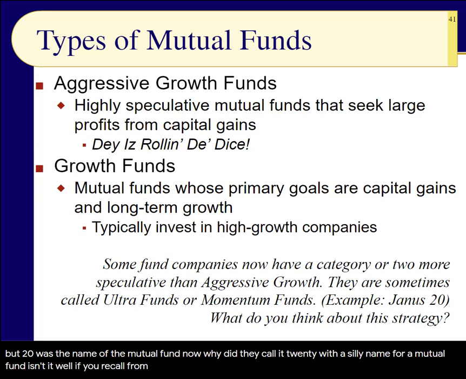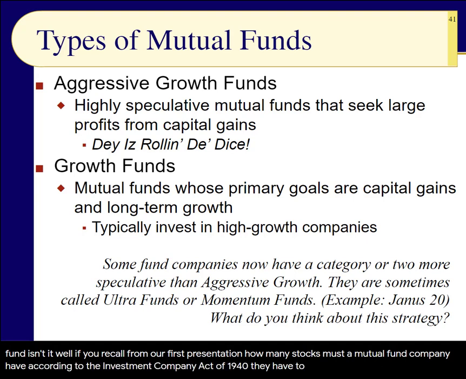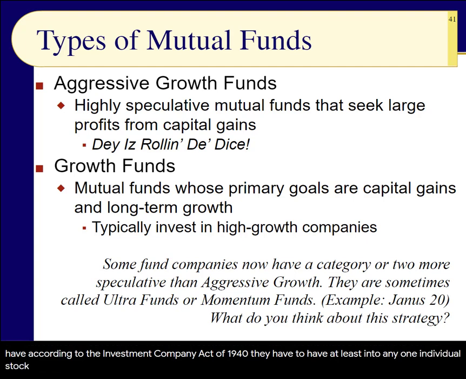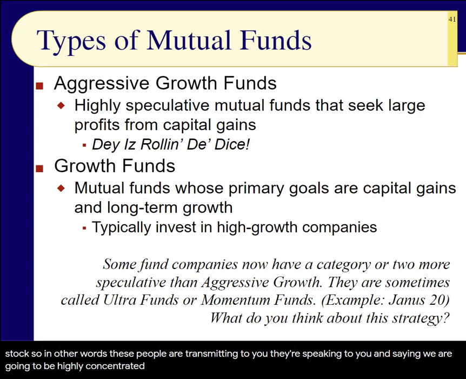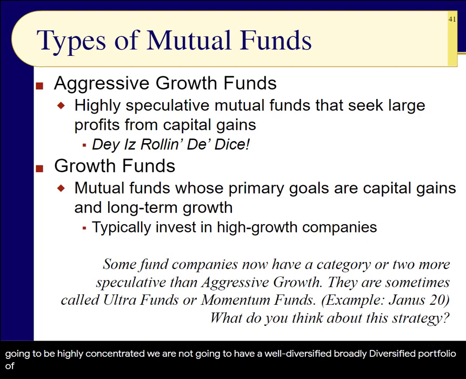Well, if you recall from our first presentation, how many stocks must a mutual fund company have, according to the Investment Company Act of 1940? They have to have at least 20. They can't put more than 5% into any one individual stock. So, in other words, these people are saying to you, we are going to be highly concentrated. We are not going to have a well diversified, broadly diversified portfolio of individual stocks. We're going to have 20, maybe 25.